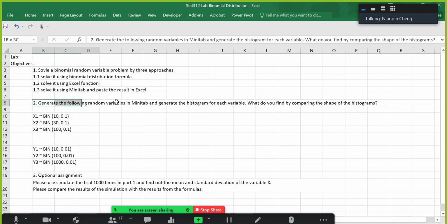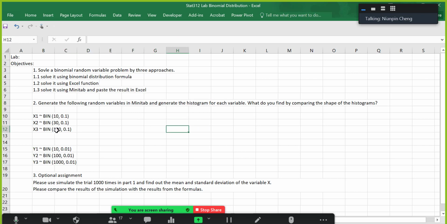Number 2 is explore more on the binomial distribution. We need to generate a total of 6 random variables which follow binomial distribution, and then generate histograms and plots, and copy paste the histograms back to Excel, and see what differences you find among these histograms. Number 3, the optional one, also use a simulation to solve the first problem.